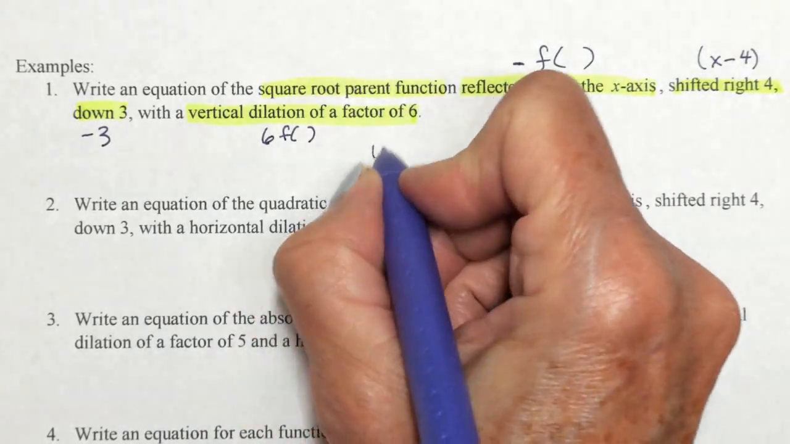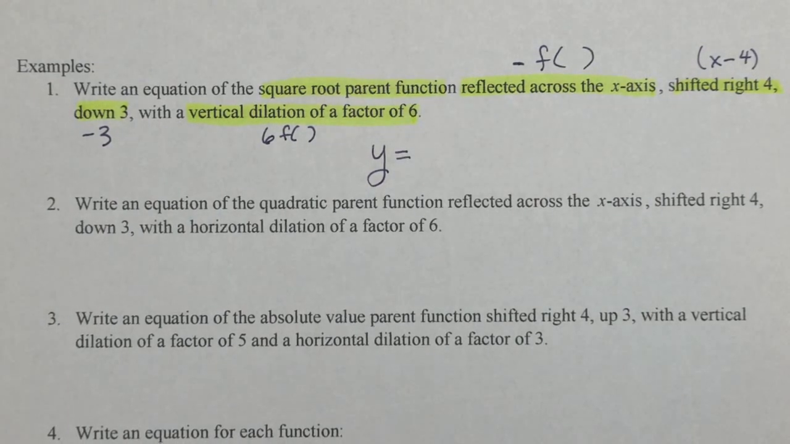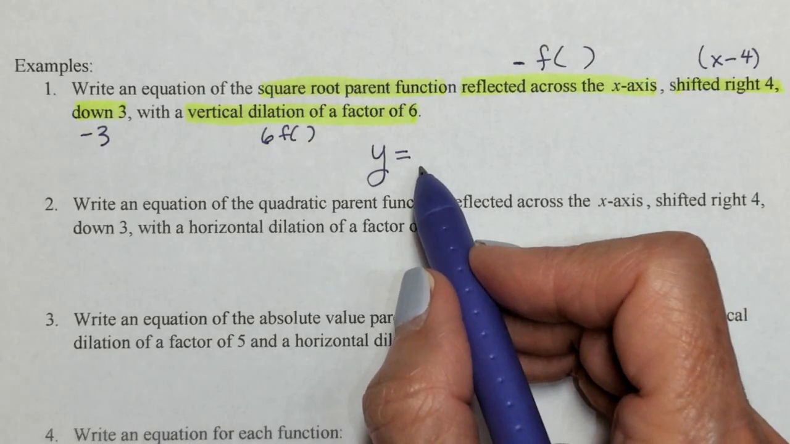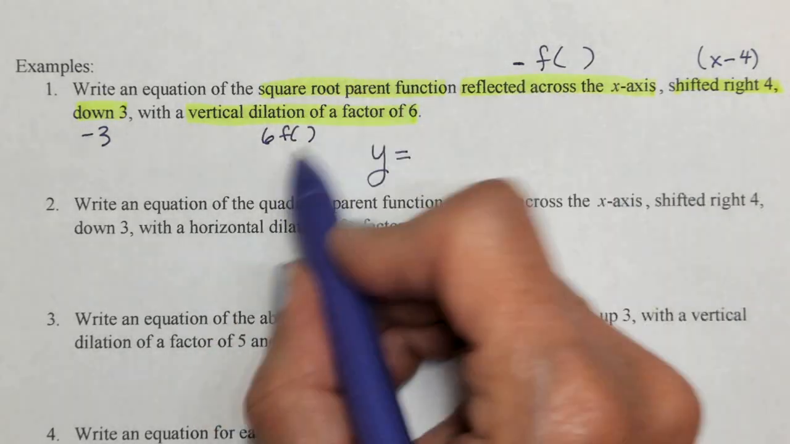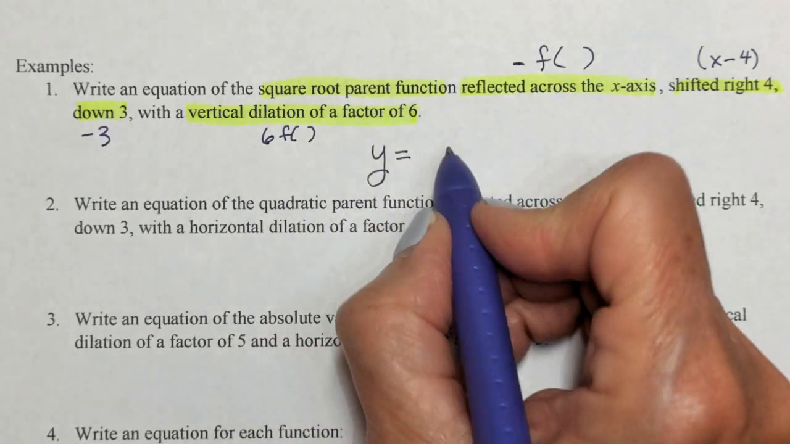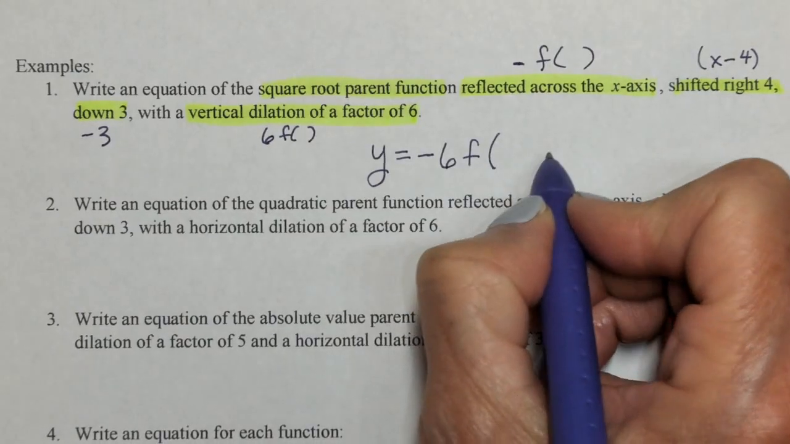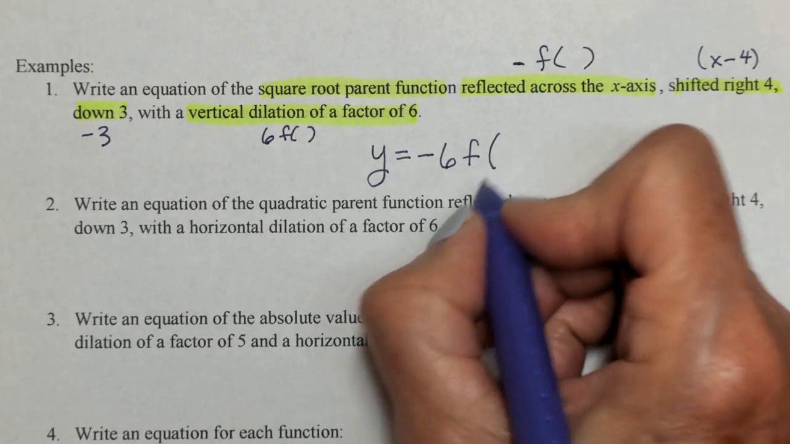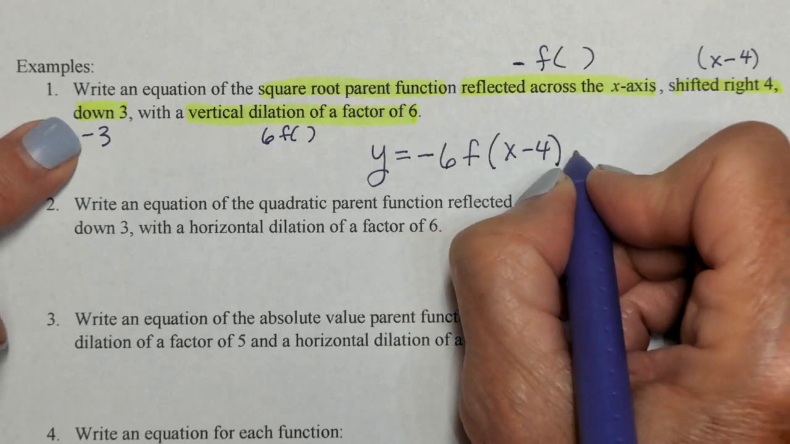So let's write the equation. I'm just going to call it y. Y is equal to... Okay. I'm going to start with the vertical part. So reflected across the x-axis has a minus in front, and we have a 6 in front, so I need a negative 6 in front. And then, is there a horizontal dilation? No, but I do have that shift, so x minus 4. And then lastly, everything is minus 3.